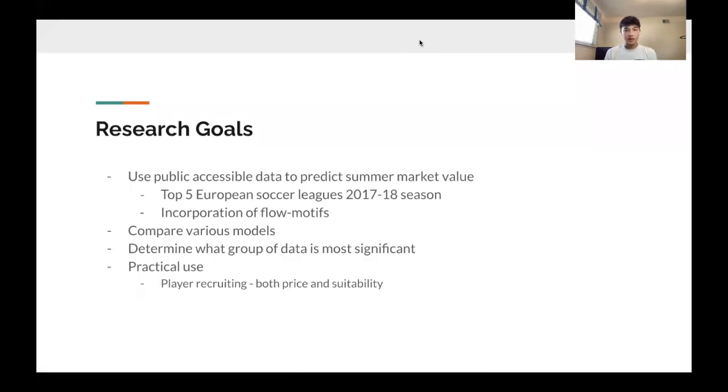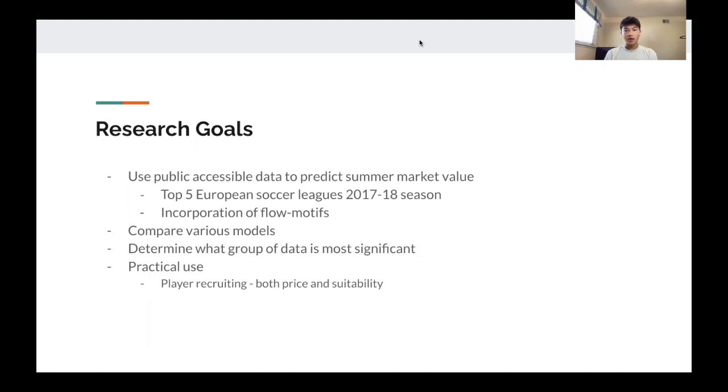My research goals for this study. My primary research goal was to use publicly accessible data to predict the market value of soccer players in the following summer. The data I used was from the top 5 European soccer leagues in the 2017 to 2018 season, which came from leagues in England, France, Germany, Italy, and Spain. One of the more nuanced things that I incorporated was flow motifs, which basically serve as the essential building blocks of a team's playing style, and I'll go over this in the next slide.